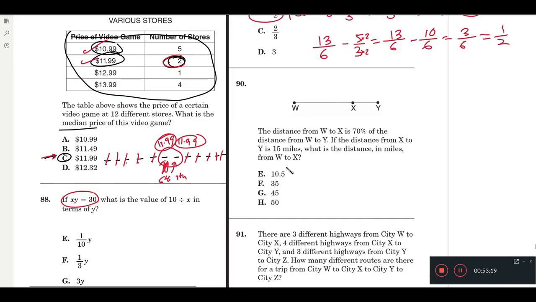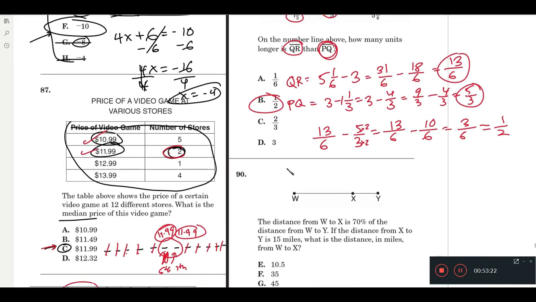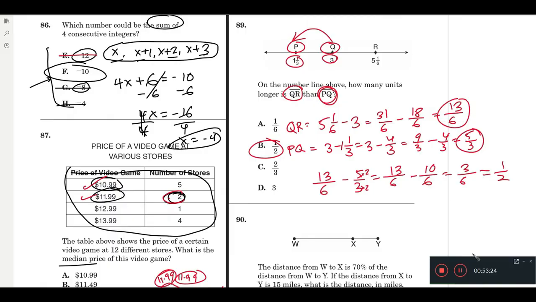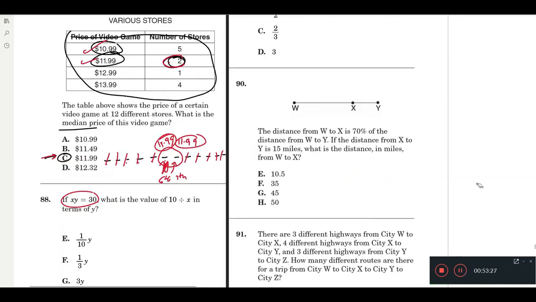Number 90. Before I go to 90, try this question again on your own. All right, question 90. The distance from W to X is 70% of the distance from W to Y. So the distance from W to X is 70%, so 7/10 of the distance WY. So this is what, 30%? Yeah, it's all 100%.